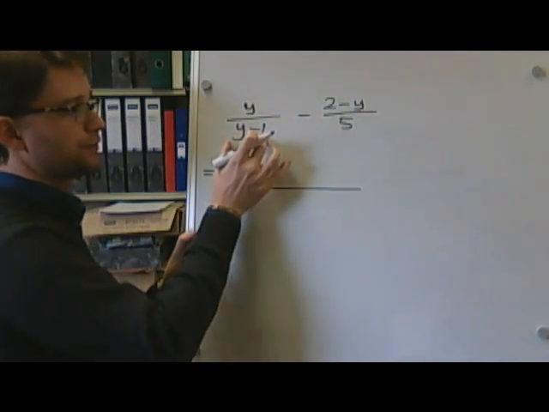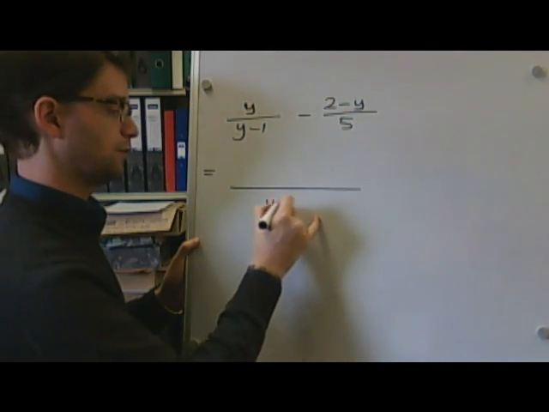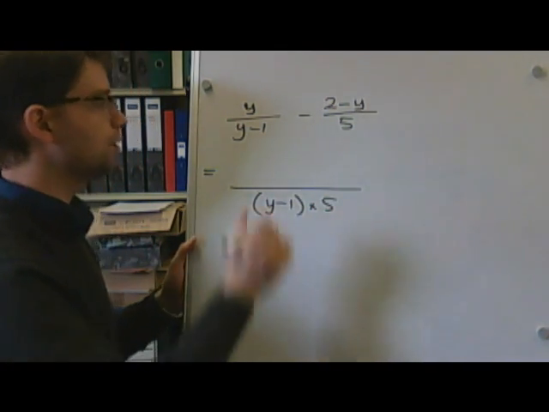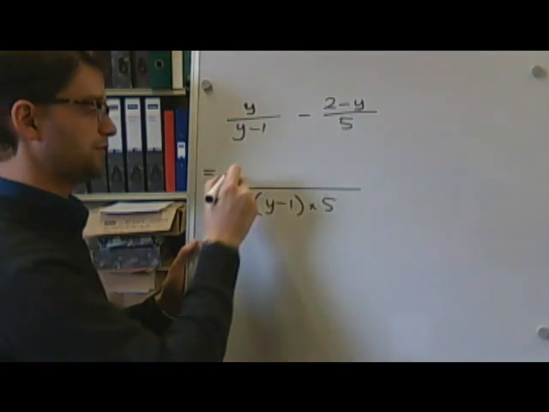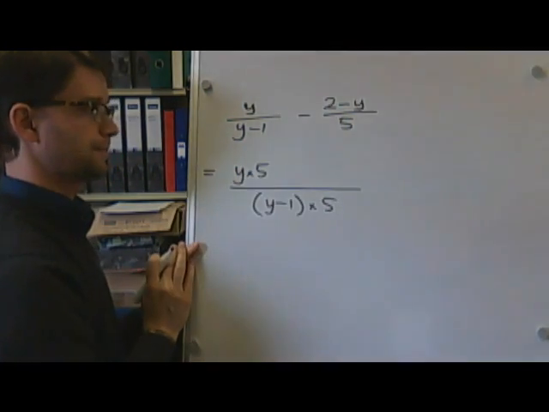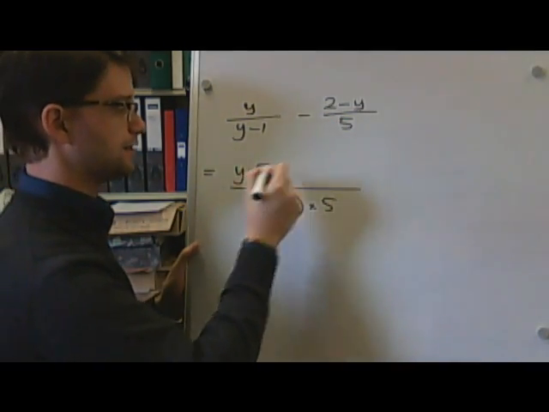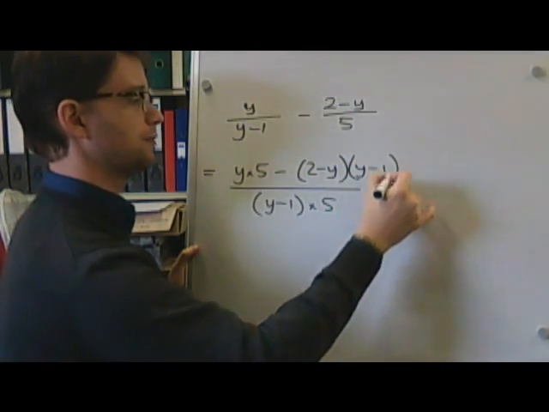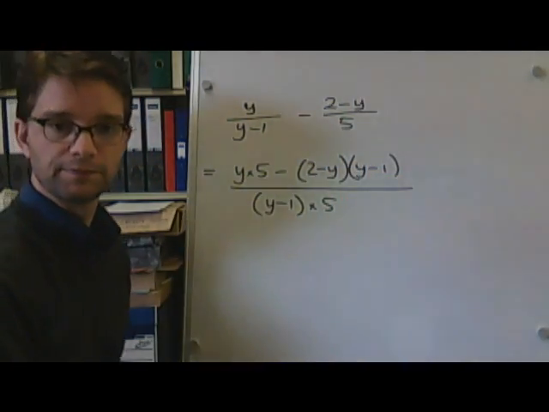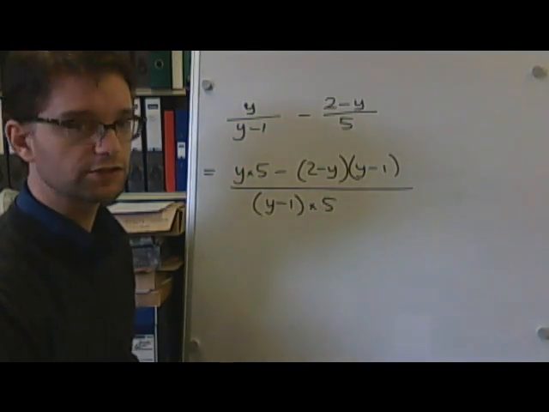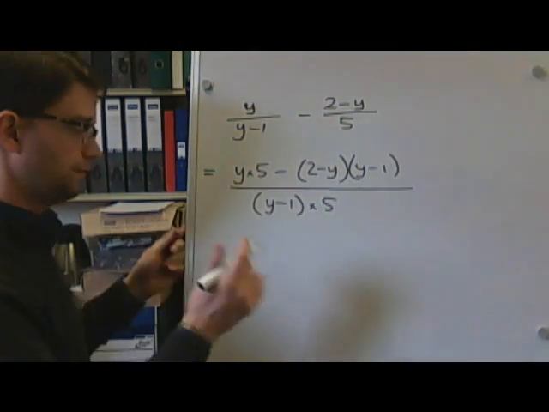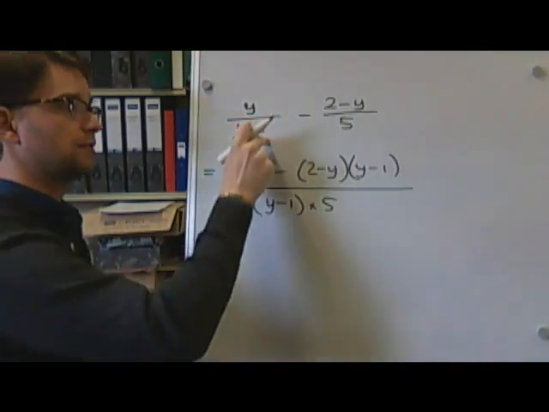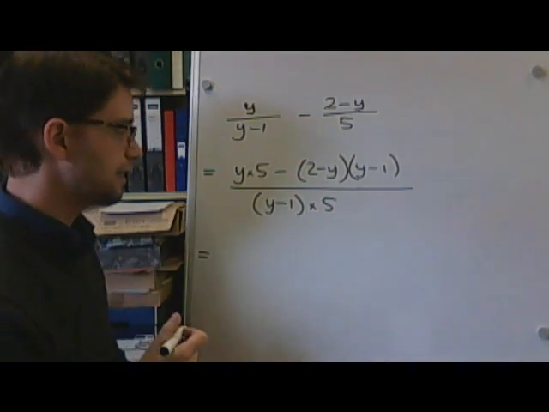Across the bottom, I'm going to do this one times this one. So I'm going to have y minus 1 times 5 on the bottom. On the top, I'm going to have 5 times y, or y times 5. And then I'm going to have take away 2 minus y into y minus 1. So it looks slightly scary, but the process of bottom times bottom and then this times this and this times this, it's just the same, no matter how scary the fraction looks.